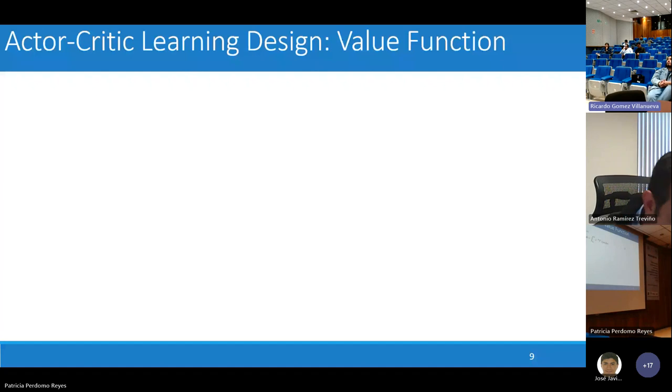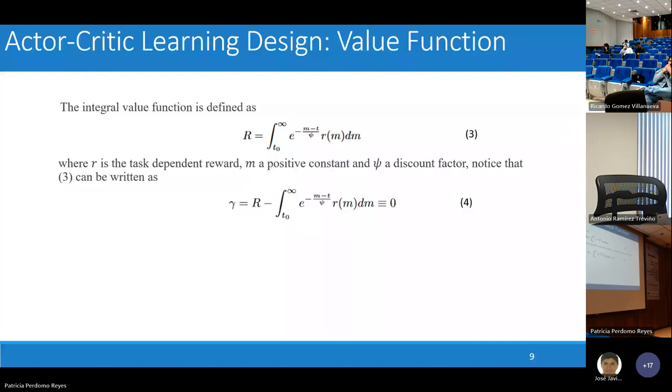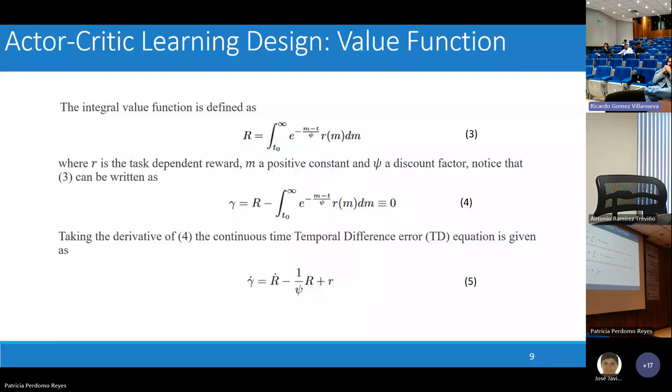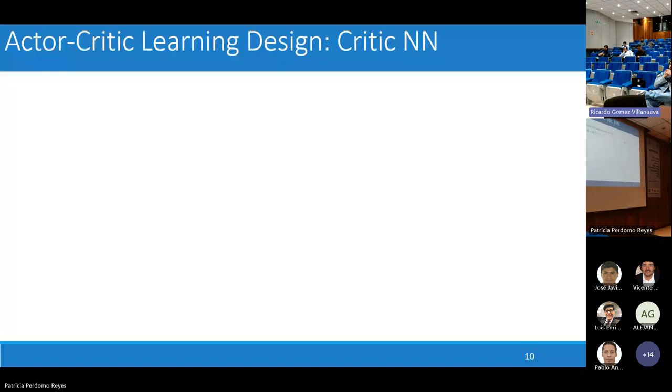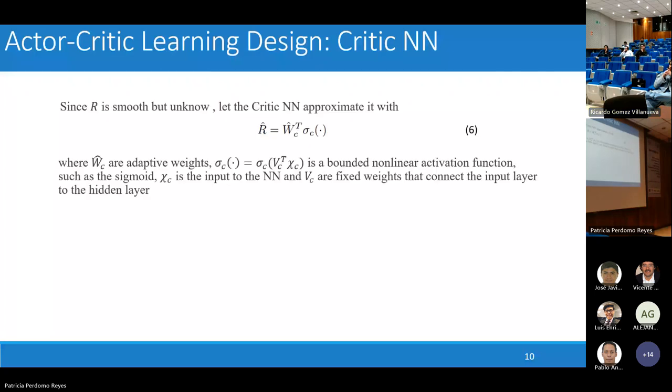Now we have the value function that can be defined as equation three. And here we can note that we have a reward and also a discount factor. Then equation three can be written as equation four. And if we take the time derivative of equation four, we obtain equation five. And this is the continuous time temporal difference error. Since the value function is unknown, but also is smooth, we can use the critic neural network to approximate this value function as equation six, where we have the adaptive weights and the bounded nonlinear activation function. Also, we have the inputs and some fixed weights that connect the input to the hidden layer of this neural network.